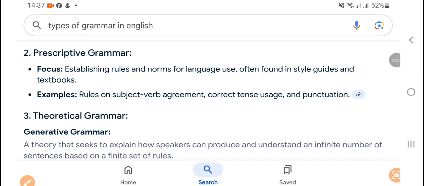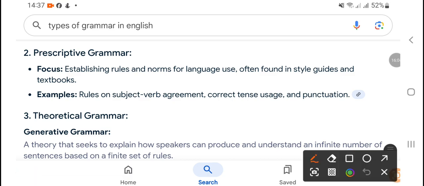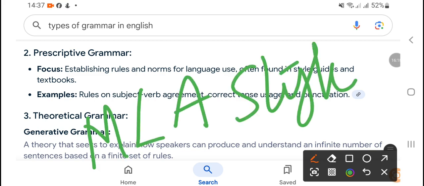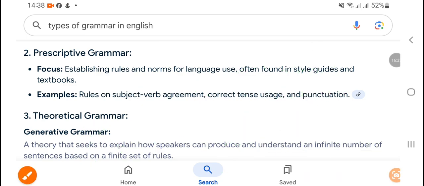In textbooks, and then style guides, you must have heard of the MLA style sheet, right? MLA, Modern Language Association. Here they prescribe the modern format of letter writing, biography, and references, how to write them. So here you have to stick with the rules. You cannot use anything developed by a community. You have to use prescribed rules and norms. So that comes under prescriptive grammar.